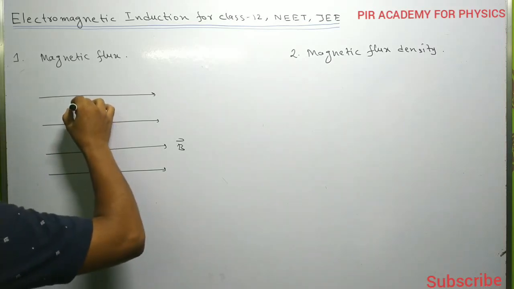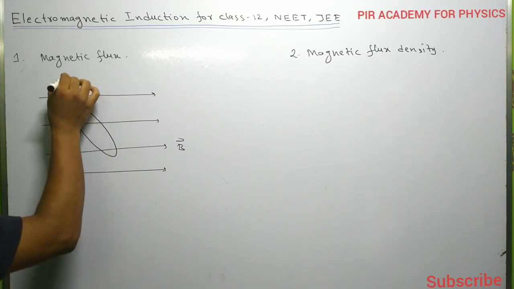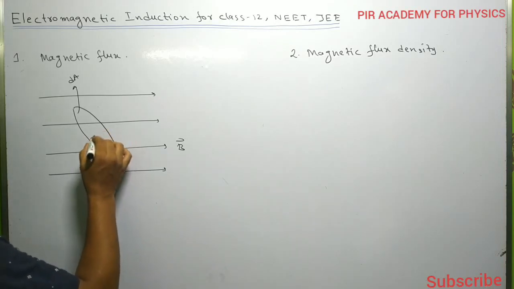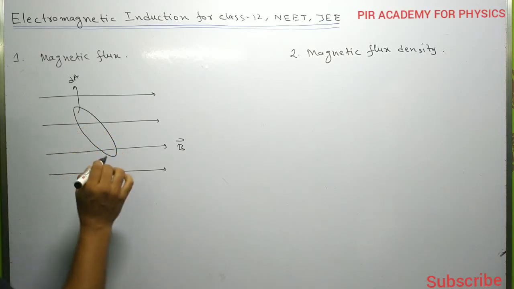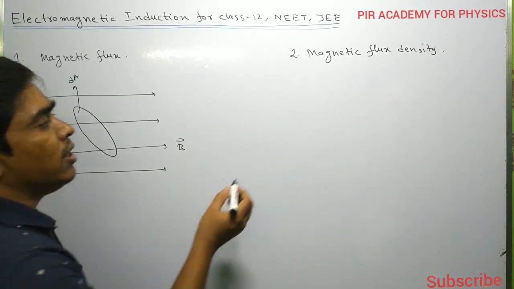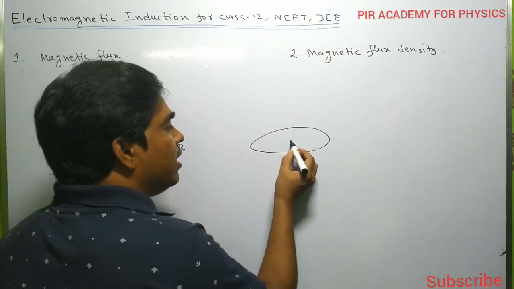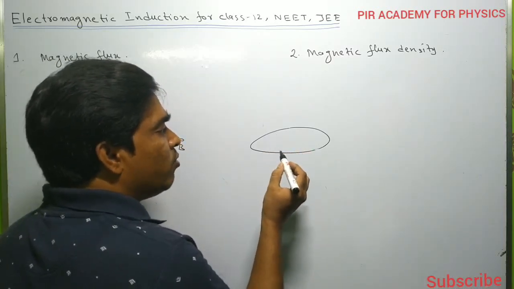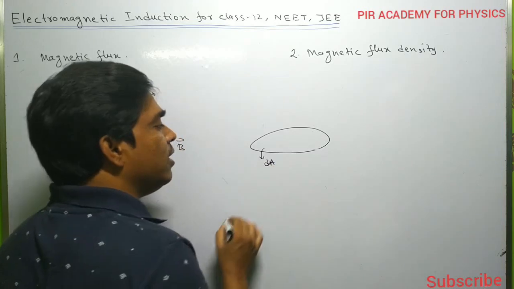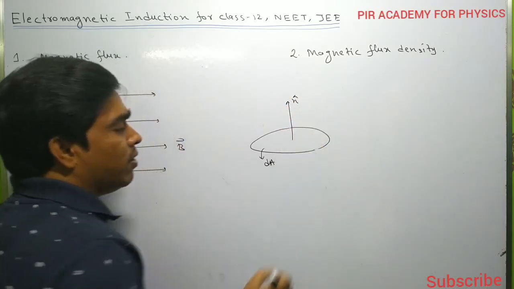Suppose I place an area dA. The area is a vector quantity, so it has both magnitude and direction. Suppose this vector's magnitude is dA and its direction is always along the normal to the surface.